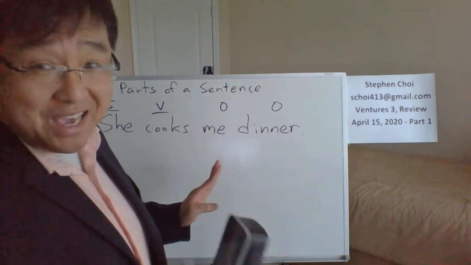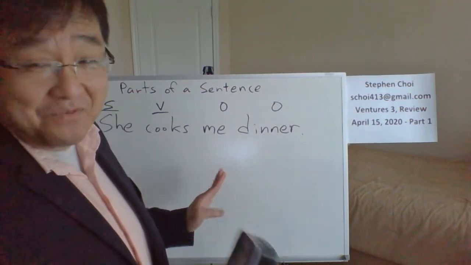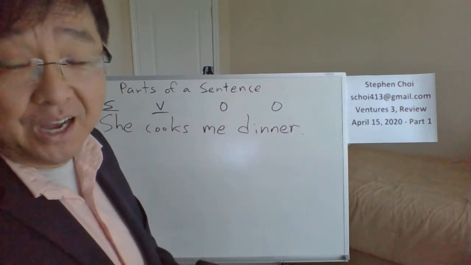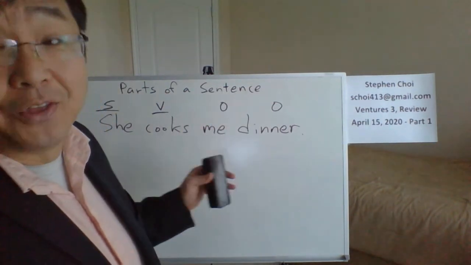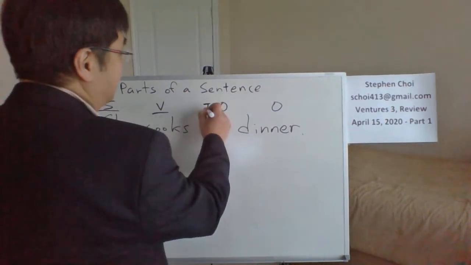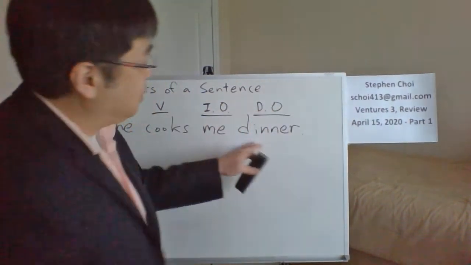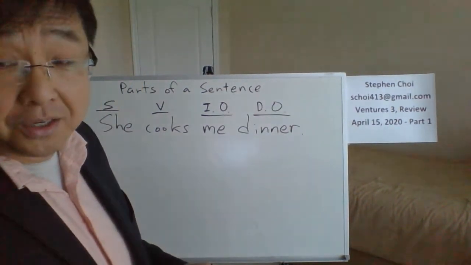No, it's not me, okay? It's dinner. Dinner is the direct object. Me is the indirect object, okay? So that's the indirect object, and dinner is the direct object, okay?